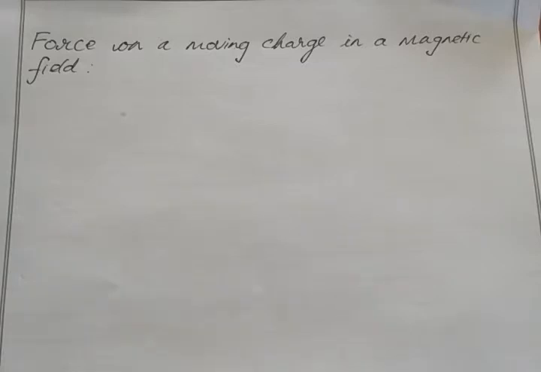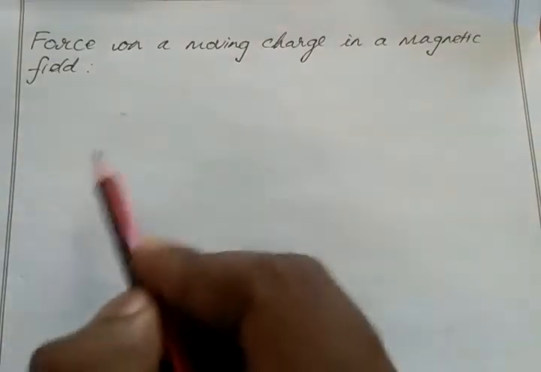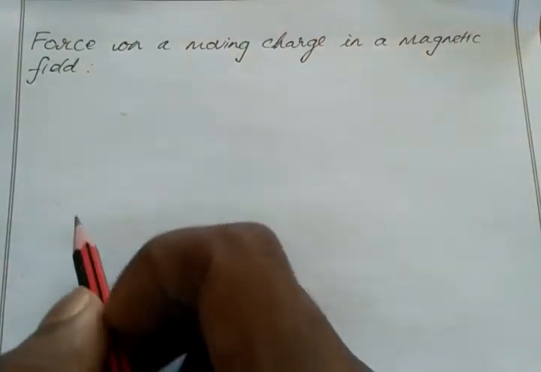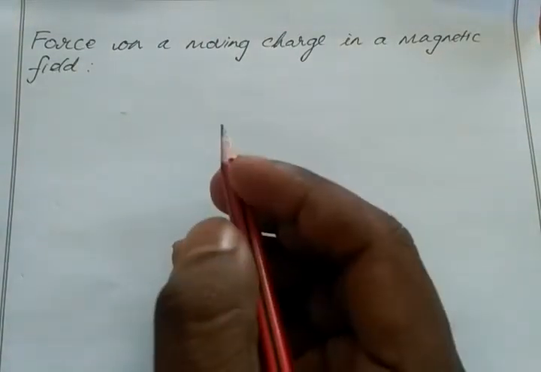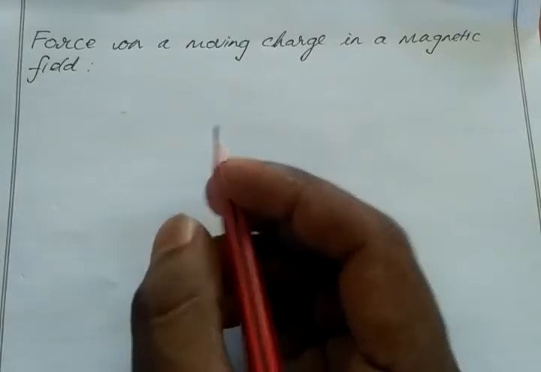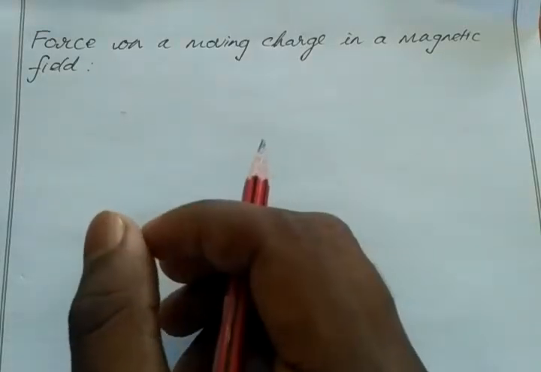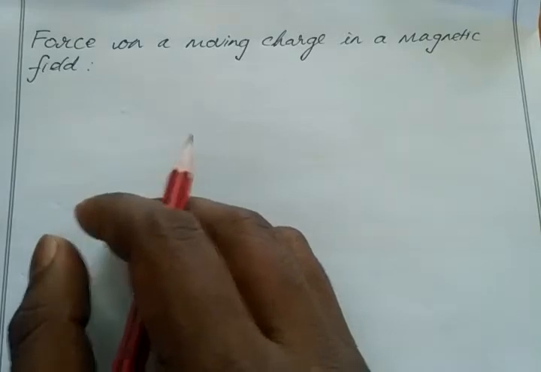So we know that the chapter name is moving charges and magnetism. Now we come to the term moving charge: force on a moving charge in a magnetic field. How does force act on a moving charge when it is under the region of a magnetic field? That is what we are going to see in this topic.